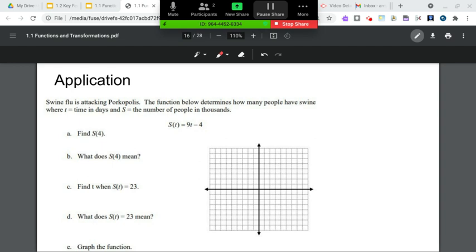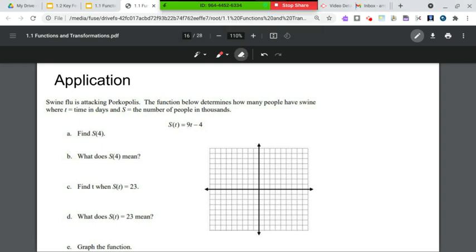Okay, this says swine flu is attacking Porkopolis. The function below determines how many people have swine flu, where T is the time in days and S is the number of people in thousands. They give us the function S of T equals 9T minus 4. Can you tell me the value for S of 4? Is it 32?